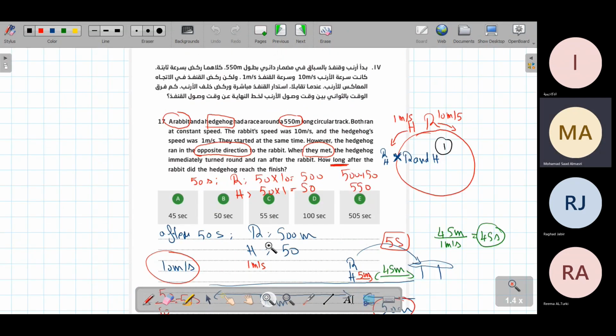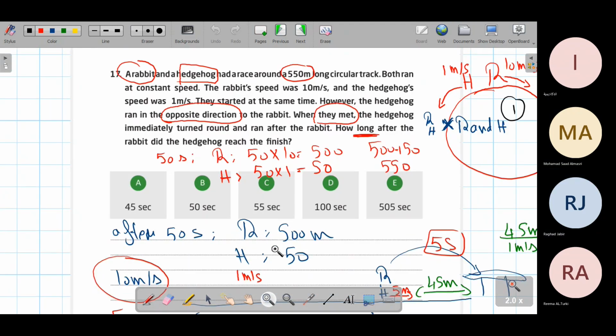You see the screen, Ragad and Rima? Yes.